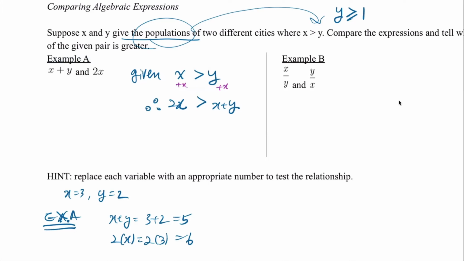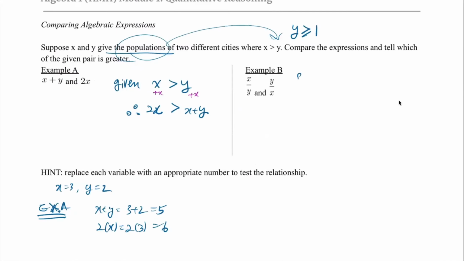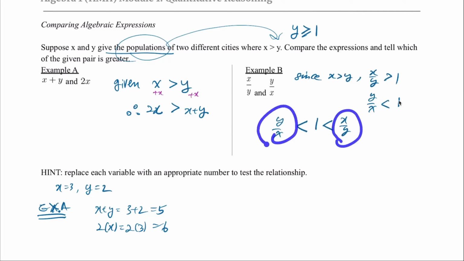Part B is slightly different. Okay. We know that since x is bigger than y, what do you know about y over x? When a bigger number is in the numerator, it's bigger than 1. Y over x, if the bigger number is in the denominator, it's actually less than 1. Because 1 is less than x over y, and 1 is bigger than y over x, it tells you that x over y is bigger than y over x. Okay?